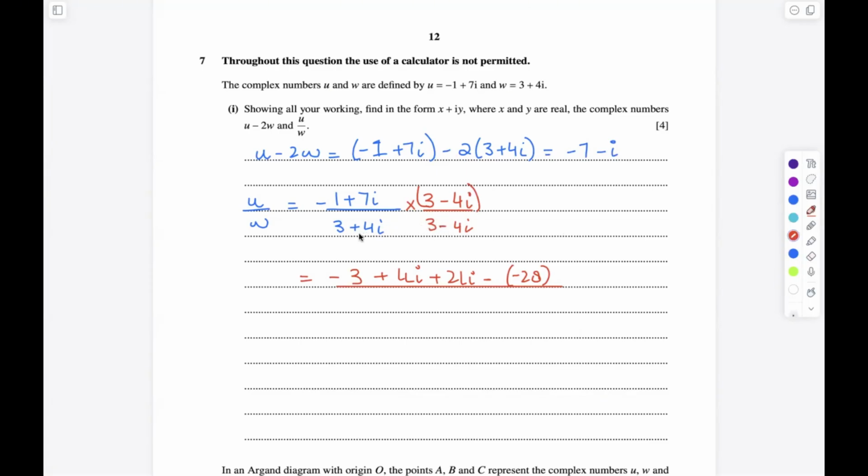We apply the identity (a + b)(a - b) = a squared - b squared. So we get 9 minus 16 i squared, and i squared is -1, so this will become plus 16. Simplifying, the numerator is -3 + 28, which is 25, and 4i + 21i is 25i. The denominator is 9 + 16, which is 25. So we get (25 + 25i) divided by 25, which becomes 1 + i. So this is u/w.